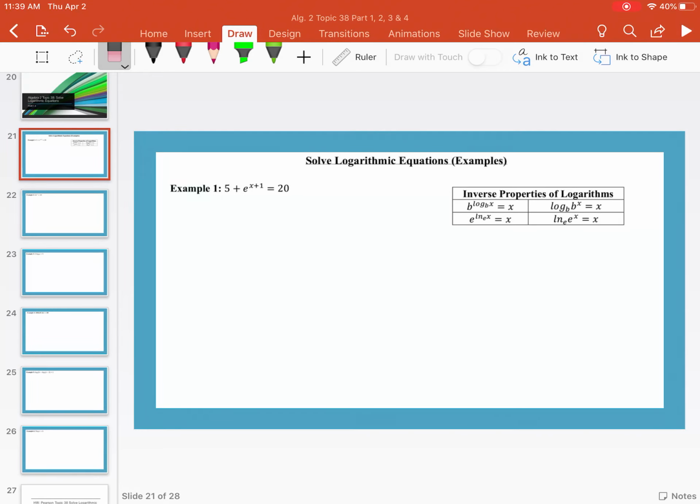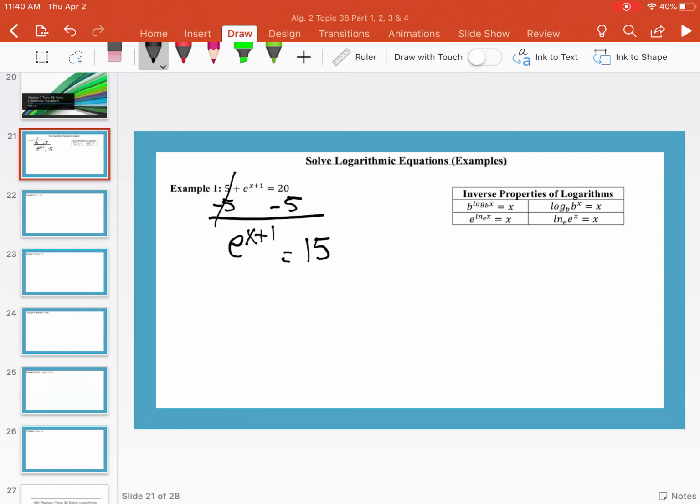In our first example, we have 5 plus e to the x plus 1 equals 20. And in all of these examples, we want to solve for x, or solve for a variable. So in order to solve for a variable, we need to eliminate any stragglers that are on that same side. So here we have our 5. We're going to subtract 5 from both sides and end up with e to the x plus 1 equals 15.